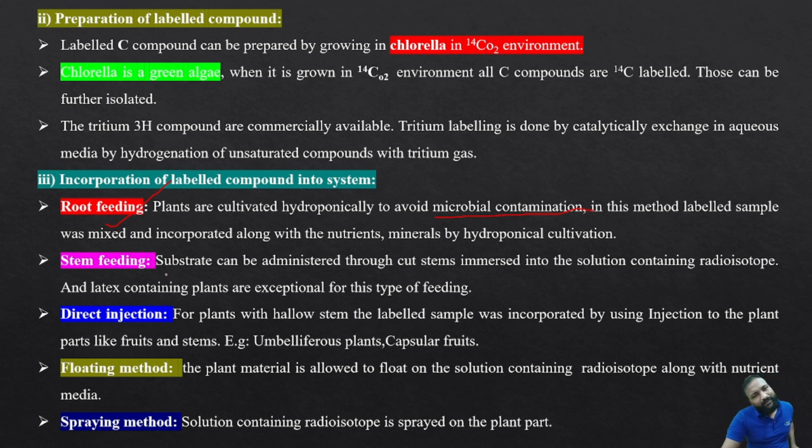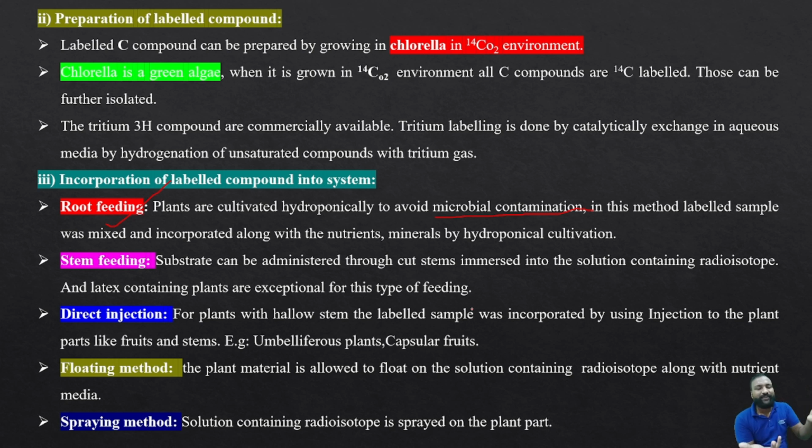Stem feeding is another method of incorporation of the compound. In this, the substrate can be administered through cut stems immersed in a solution containing radioactive isotopes, and latex-containing plants are exceptional for this type of feeding. In root feeding, we supply the radioactive isotopes directly along with some water. In stem feeding, we isolate the stem and place it in water or other nutrient solution which already contains the radioactive isotope. So simply we need to immerse it.